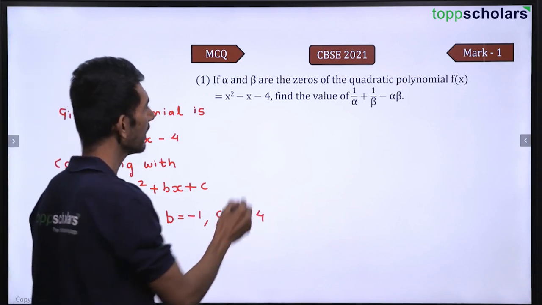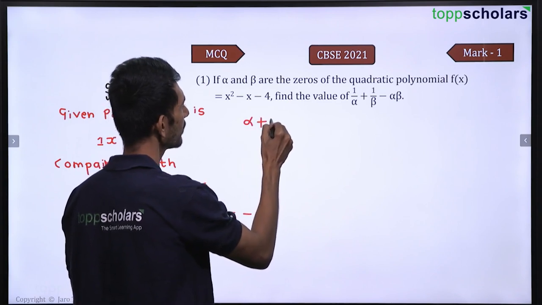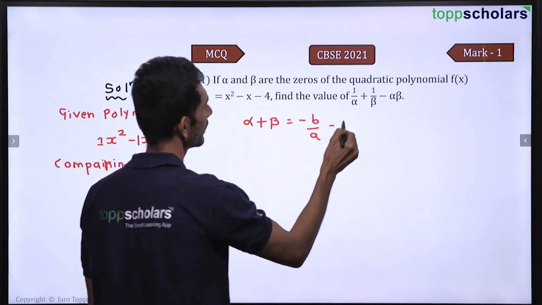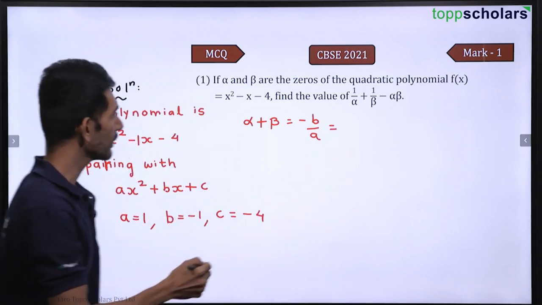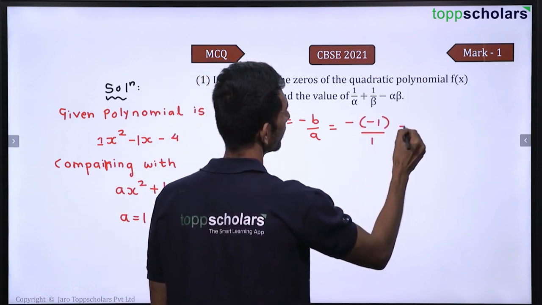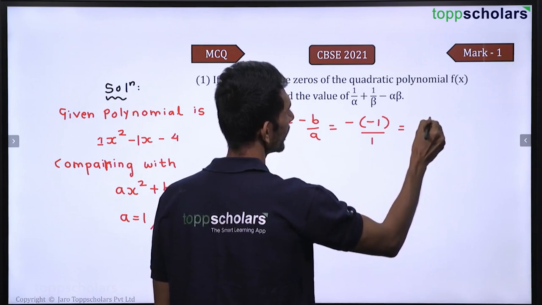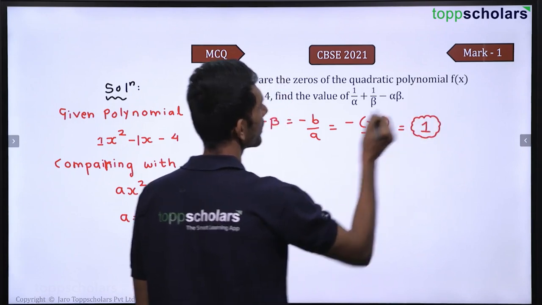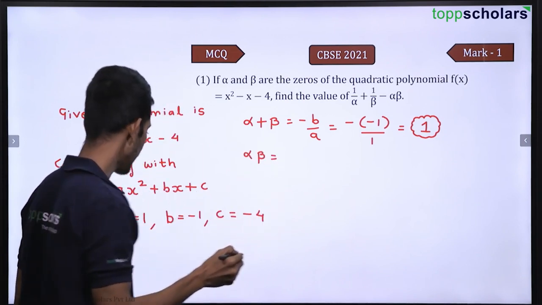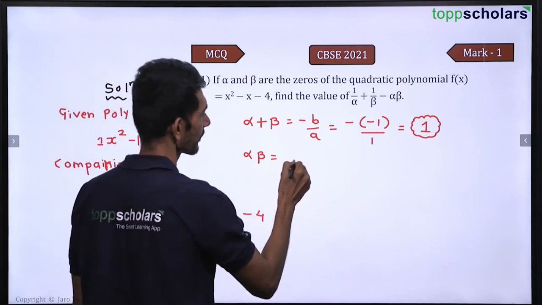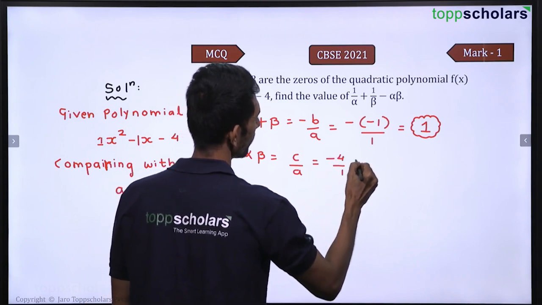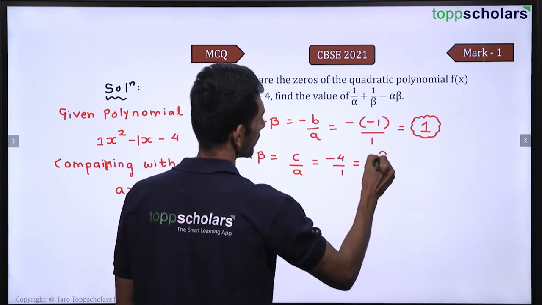Now we know that alpha plus beta is how much? Alpha plus beta is given by minus b by a. That is minus of minus 1 by 1. Minus minus becomes plus. That is 1. So alpha plus beta is 1, right? How much is alpha into beta? Alpha into beta is c by a, that is equal to minus 4 by 1. That is equal to minus 4.